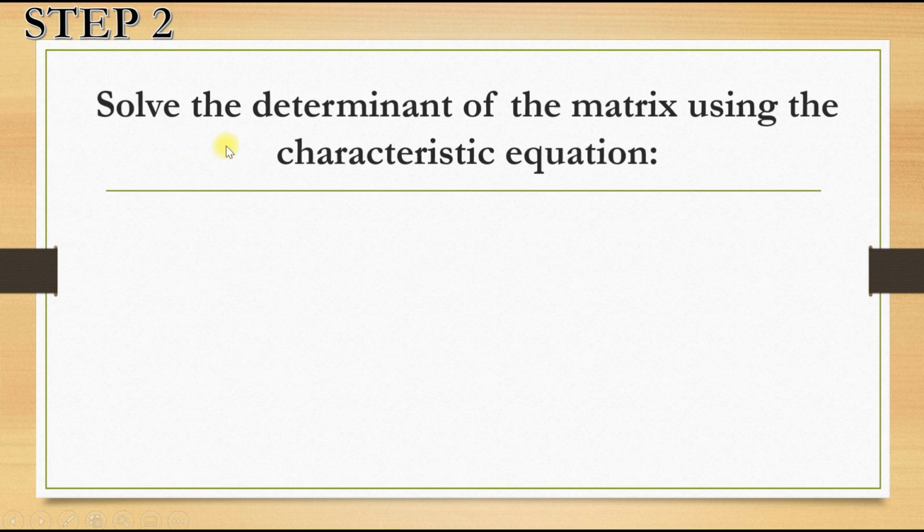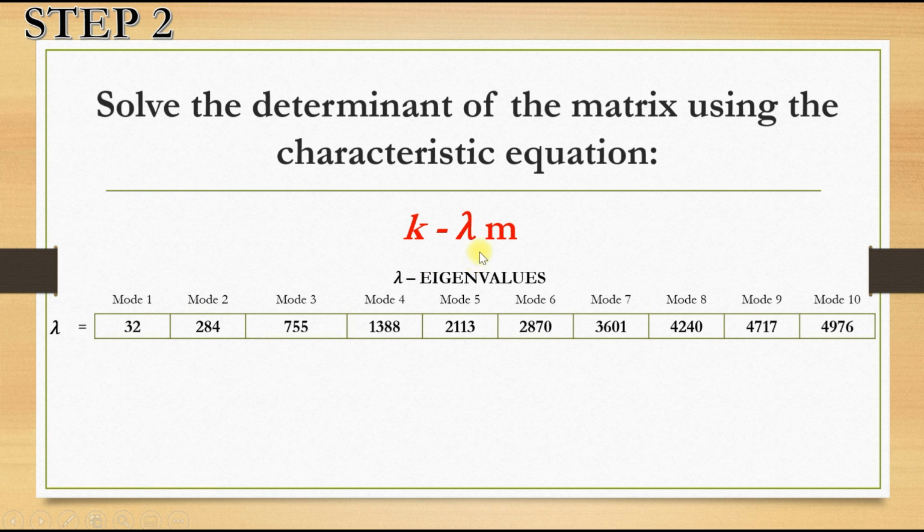For step 2, we have to solve the determinant of the matrix using the characteristic equation. So ma-set up natin yung characteristic equation gamit ang formula na ito, K minus lambda M. Ang K dito, yun yung stiffness ng each floor, and then lambda, and then yung mass ng first floor. So makukuha natin yung lambda, which is the eigenvalues, kapag i-plug in or substitute natin yung stiffness 1 at saka mass 1.